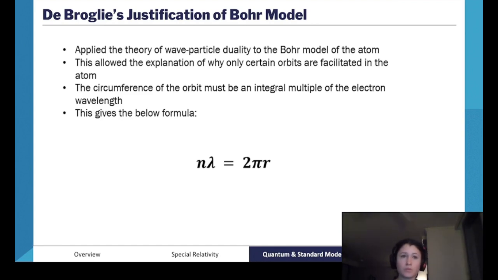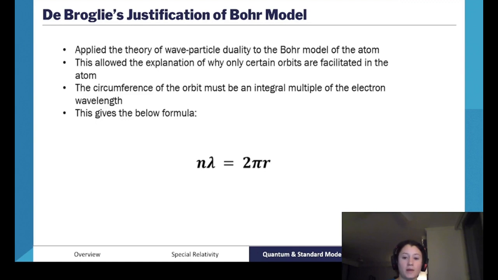So this applied the theory of wave-particle duality to the Bohr model of the atom, and this allowed the explanation of why only certain orbits are facilitated in the atom. So the circumference of the orbit must be an integral multiple of the electron wavelength. What this essentially means is it must be a whole number, remember, an integral is a whole number. So this gives the below formula, n times wavelength equals 2 pi r. So remember the 2 pi r, just like from regular maths, is equal to circumference.